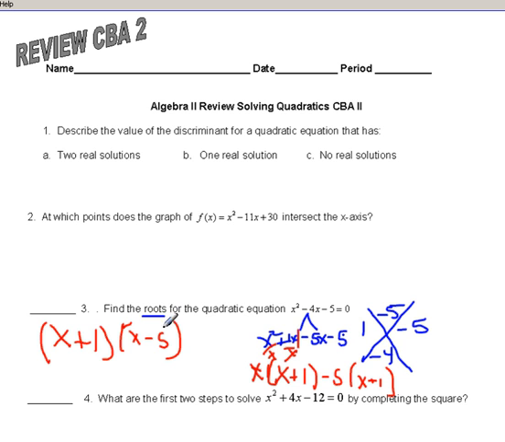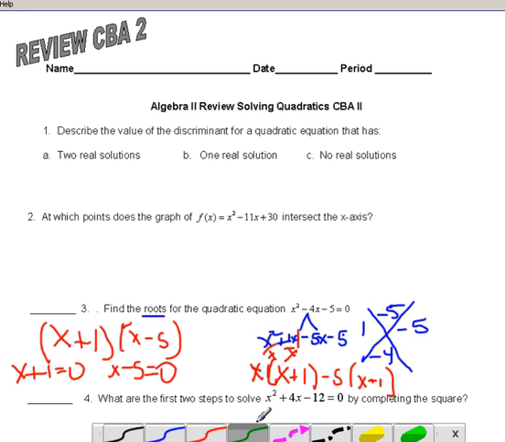Okay, but we got to find the root, so that means you have to solve it. So we have to take x plus 1 equal to 0. x minus 5 equals 0. You get the x by itself, you minus 1 to both sides, so x equals -1.